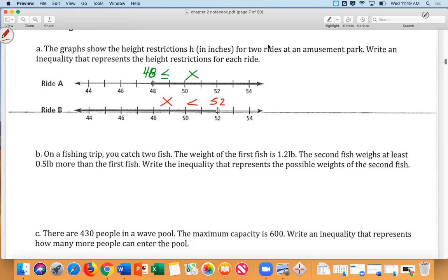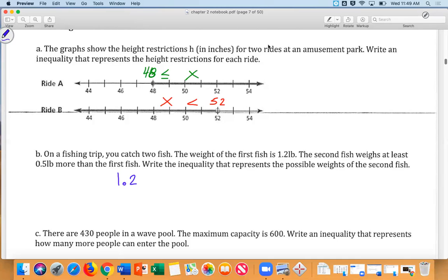Okay? So on a fishing trip, you catch 2 fish. The weight of the first fish is 1.2 pounds. The second fish weighs at least 0.5 pounds more than the first fish. Write an inequality that represents the possible weights of the second fish. So this is what I do. First fish is 1.2 pounds. So everybody write that, 1.2.